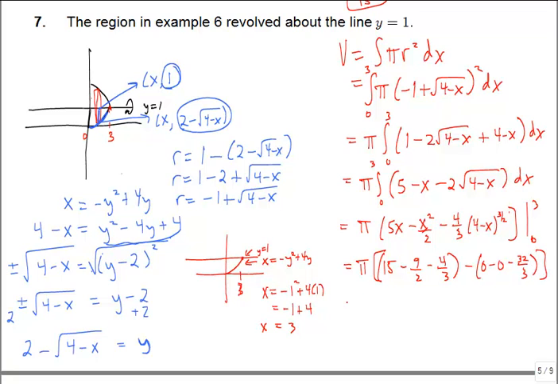Okay, so again, this is a messy problem. It's got a lot of little things that can get you hung up, so be really careful. Once I distribute my negative across, we're going to get 15 minus 9 halves minus 4 thirds, and a minus minus becomes a plus. And then I'll leave the rest of this to be done on your calculator. I believe you get 7/6, so this is going to be 7 pi over 6. Okay?